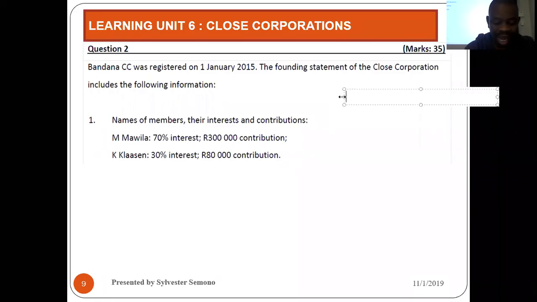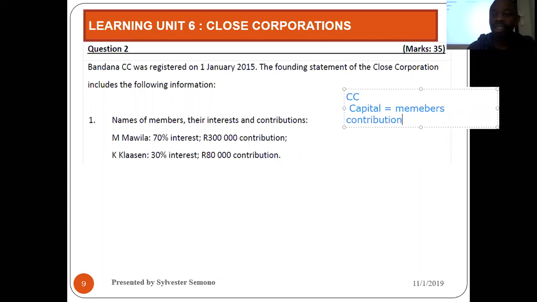So when we are under CC, capital is called members' contribution. Okay, that's what we need to know. We must make sure that we know that, because if you call it maybe capital, you will be penalized for that.